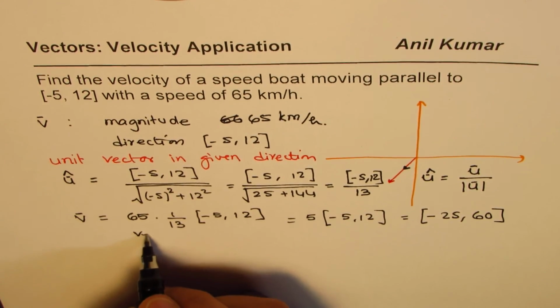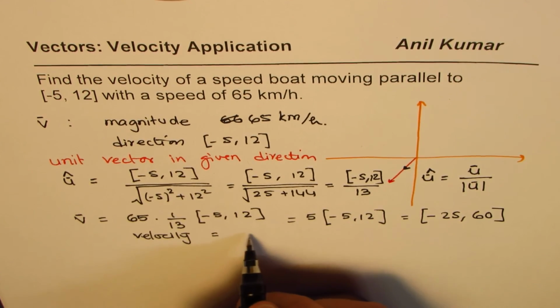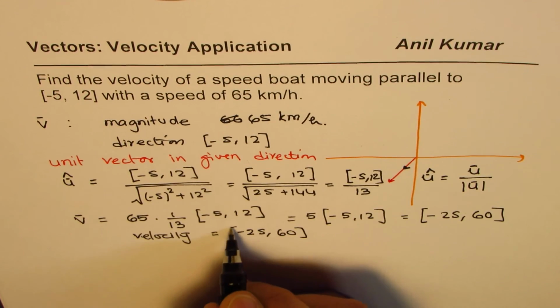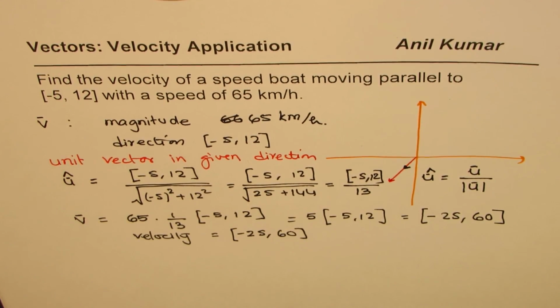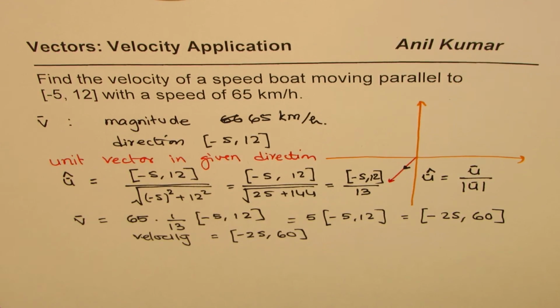So that is the answer. The velocity will be minus 25, 60. This will have the direction parallel to the given direction, and the magnitude is going to be 65. I hope that helps.